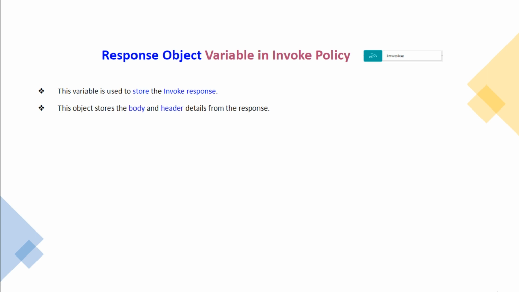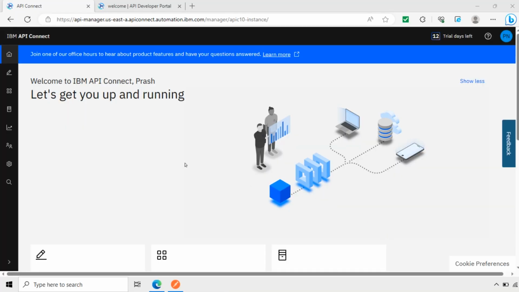Response object variable in invoke policy. This variable is used to store the invoke response. This object stores the body and header details from the response. I will create a new API for this.